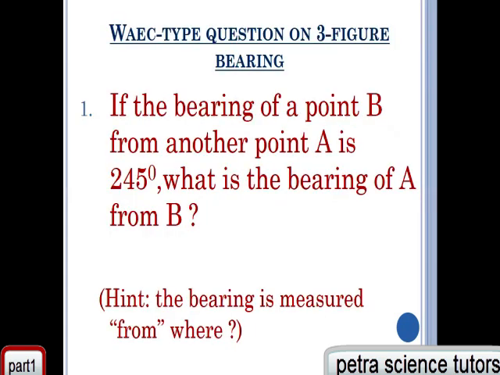If the bearing of a point B from another point A is 245 degrees, what is the bearing of A from B? The hint is that you must know where you are measuring from. The key word is "from". The "from" tells us where we are going to put our first dot and cross, where we are measuring from.